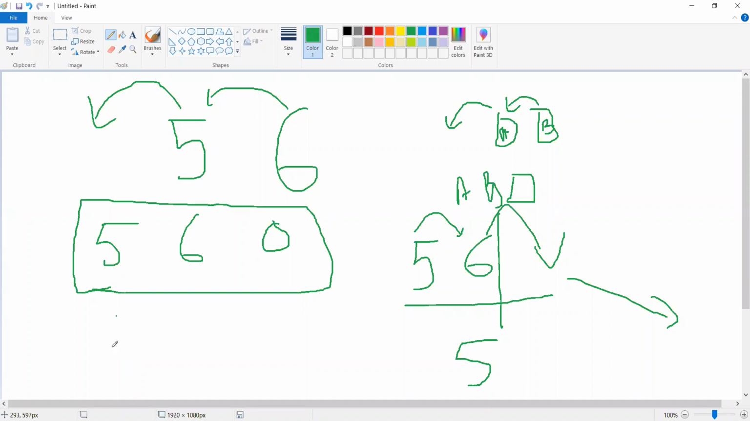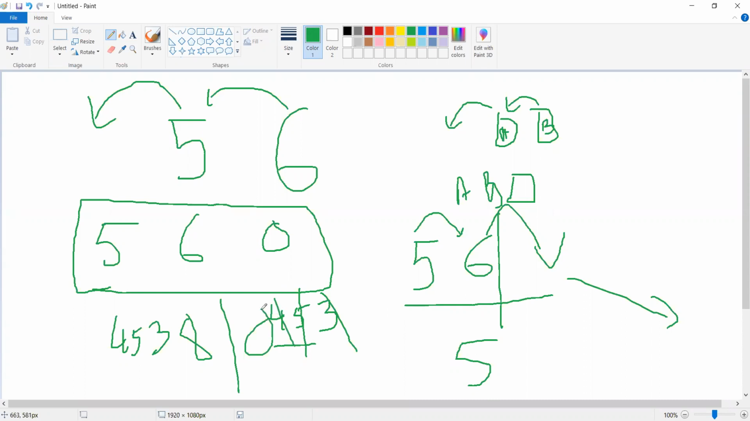If I have 4538 and I say right shift, it is left with only 453. If I say right shift again, 3 will go away, you'll have only 45. Again right shift, you'll be left with only 4. Again right shift, you'll be left with 0. So when you shift right, your last digit disappears. If you do left shift, a 0 gets added at the end.